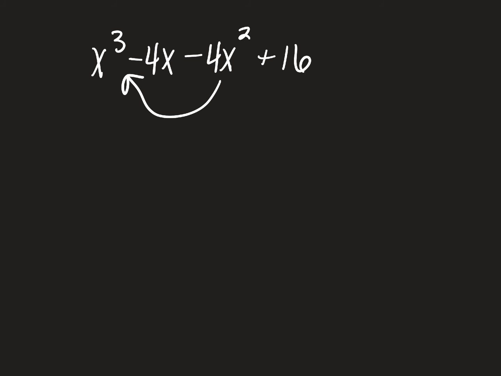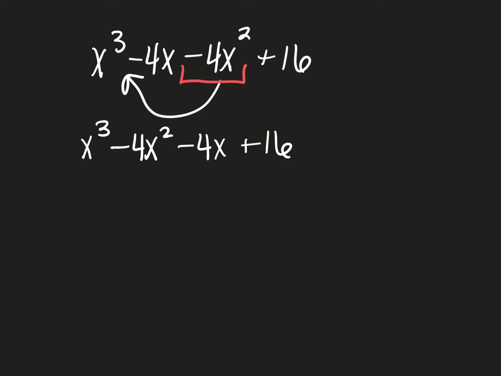So let's say we have x cubed minus 4x minus 4x squared plus 16. Again, our first step is to put them in order of descending exponents. So that means this needs to move up here: x cubed minus 4x squared minus 4x plus 16. And when you move those, remember to keep the sign that's with it. I know it doesn't really look like it, but I swapped these minus signs as well when I swapped these numbers. Then we put them into groups.